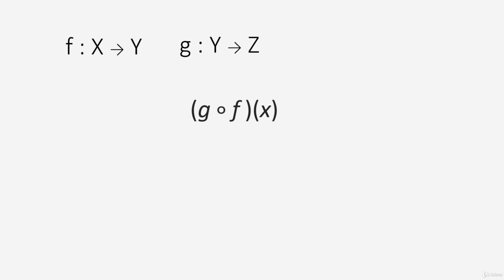So first we have g, then there is this circle, and then function f. And this g circle f basically means this. f grabs some x and returns us some y, and then function g takes the y that f returned and turns it into z. So this composition is basically a function from x to z, right?